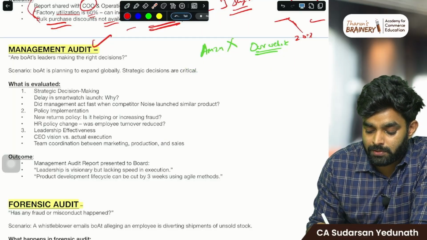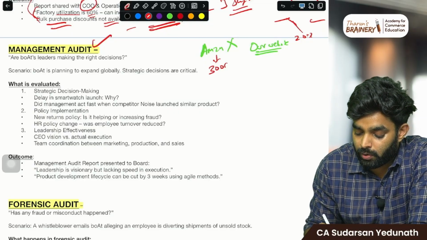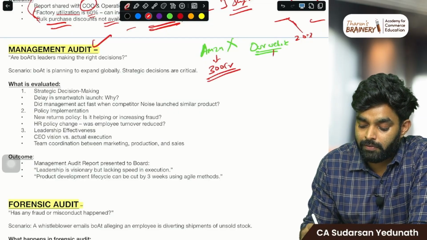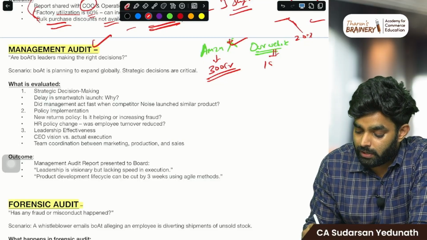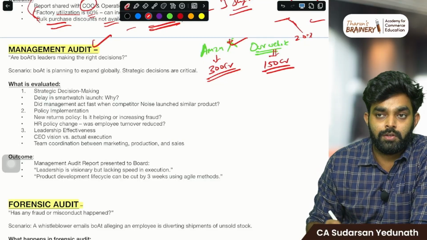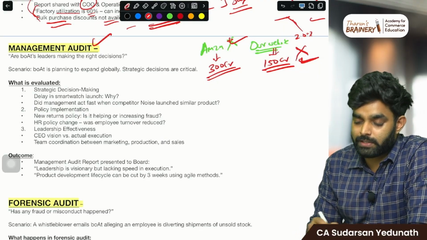Last year when Amazon sales were there, the sale of the company was 300 crore. But this year, when Amazon is cut and only our website is there, the sale is only 150 crore. That means the company lost a lot of money here, and this is a foolish decision.